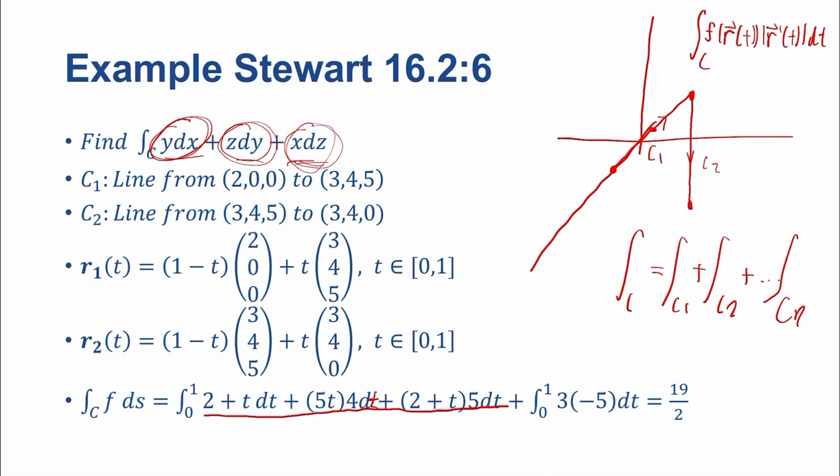And then we add the curve 2. Now, if you'll notice with the curve 2, from the parametric equations that we get, a lot of the derivative terms, these dt's, are going to be 0. So that kills off a lot of these values here. So we only get 1. We get the integral between 0 and 1 of 3 times negative 5 dt. When we add all of this together, we get 19 over 2, right?